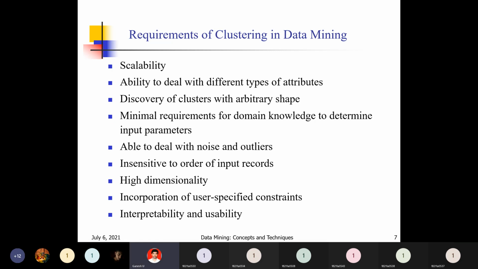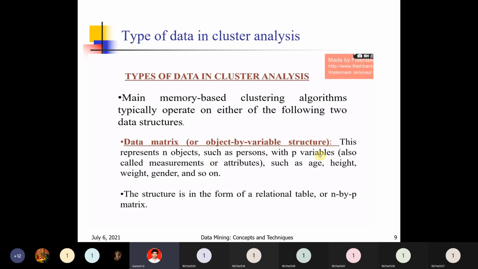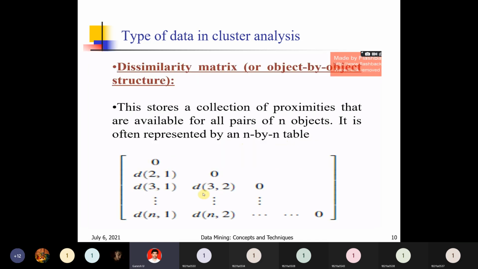So now we will see in today's class types of data in cluster analysis. There are 4 types of data; one by one we will see later. First we will see types of data in cluster analysis. Before that, the data matrix and contingency table, and the dissimilarity matrix. Here we will find out the similarity and dissimilarity between attributes, that also we will see.